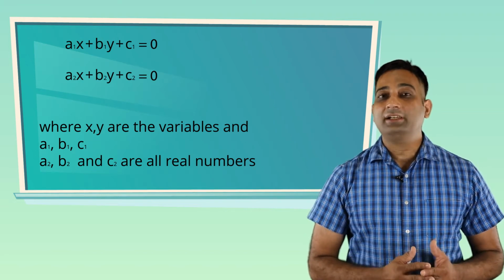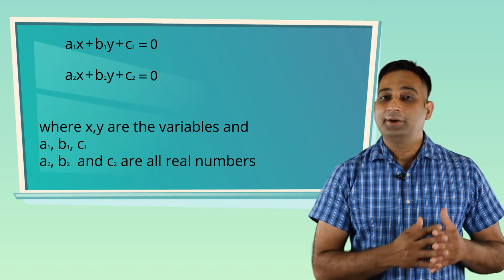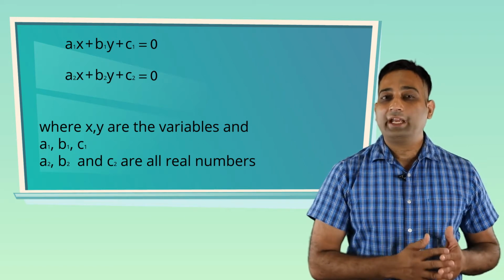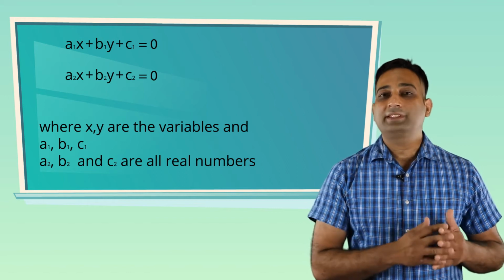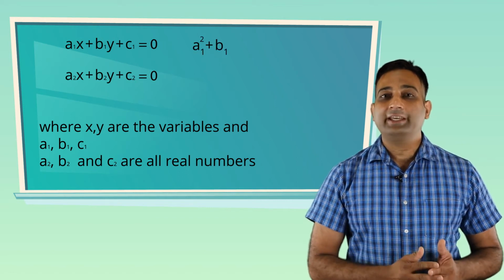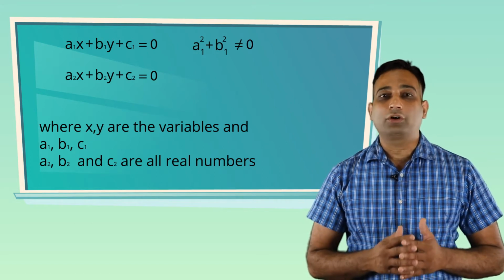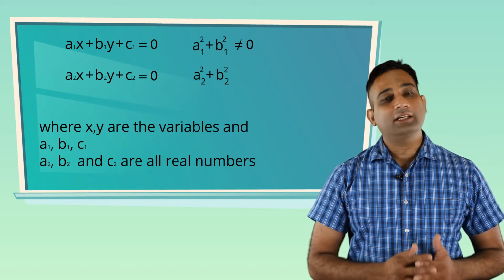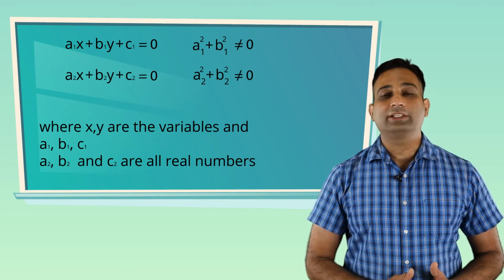But the condition must be satisfied that both a and b, that is a1, b1 or a2, b2, should not be 0. So we represent that condition by a1 square plus b1 square should not be equal to 0 and a2 square plus b2 square should not be equal to 0.